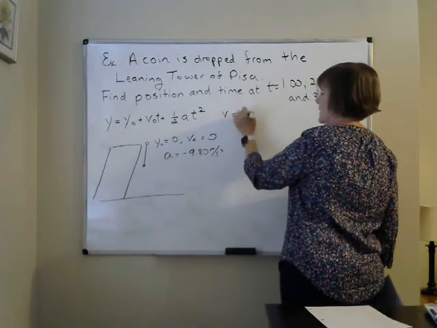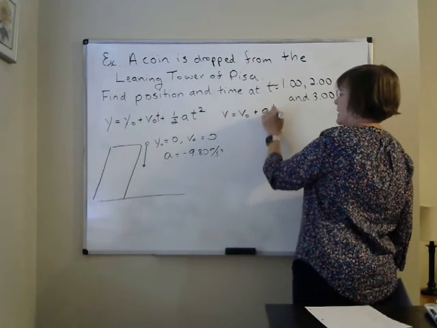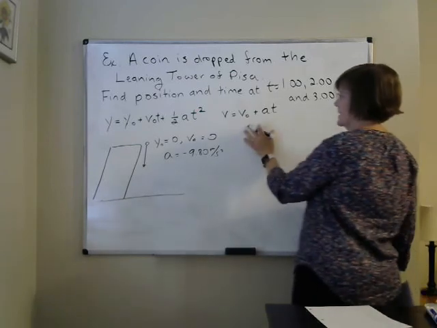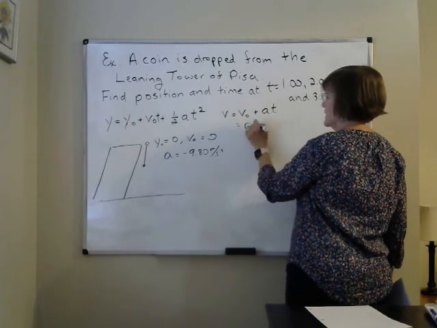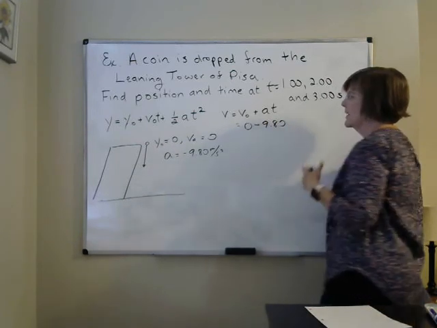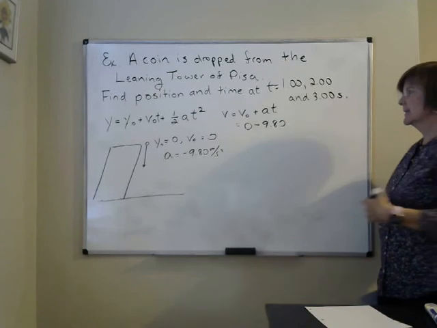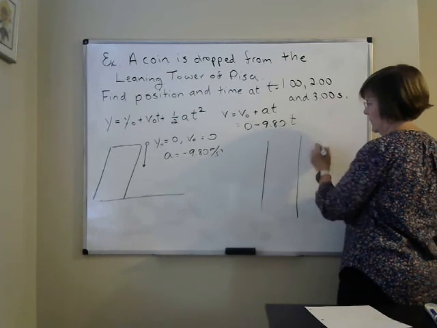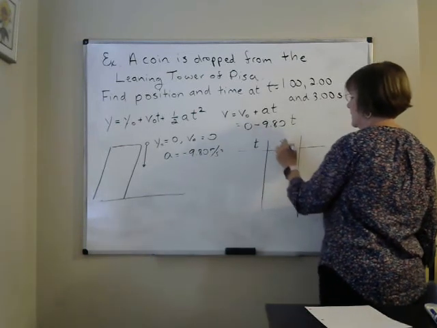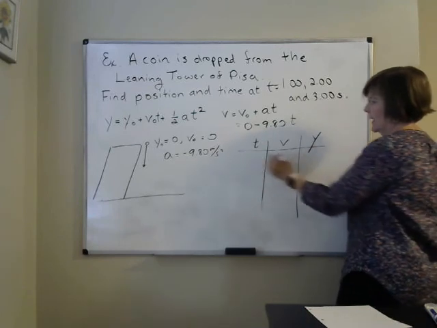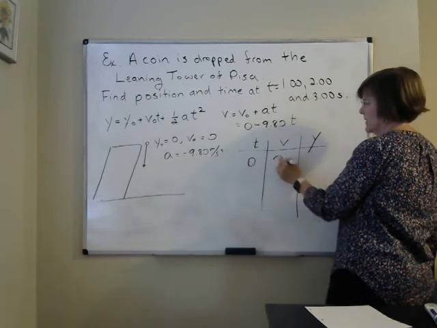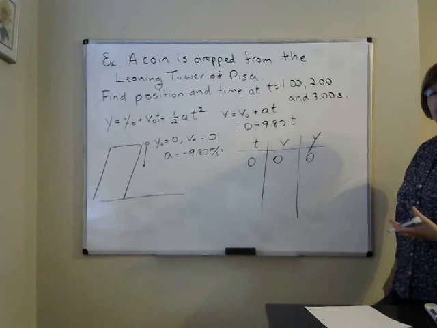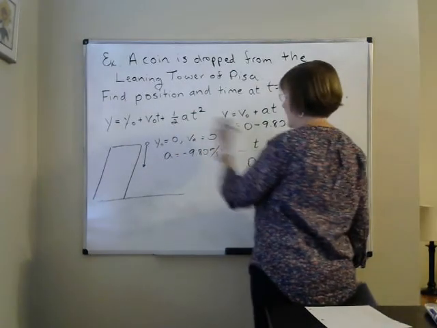This formula is going to give me my velocity. Let's do the velocity one first. This is going to be 0. This is negative 9.80. The acceleration is negative, it's falling down, times t. So if I make a table, here's t, here's v, here's y. At t equals 0, my velocity was 0, my position was 0. Remember, it's my frame of reference. If I want to let the top of the tower be 0, that's fine.